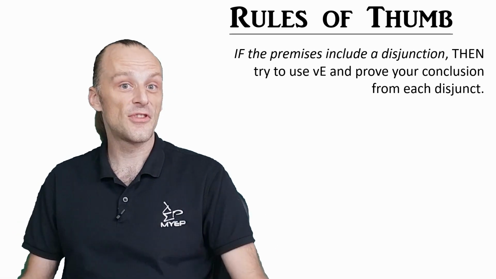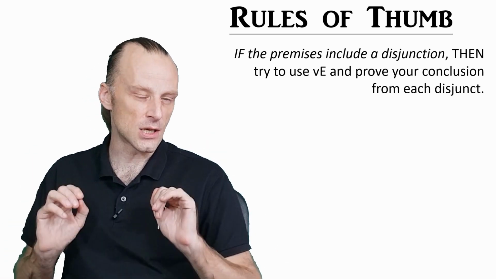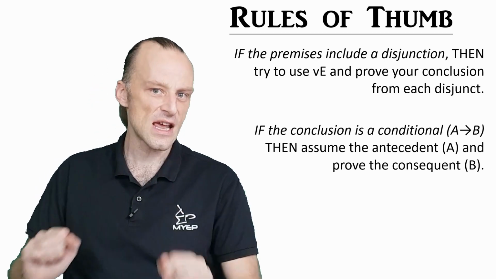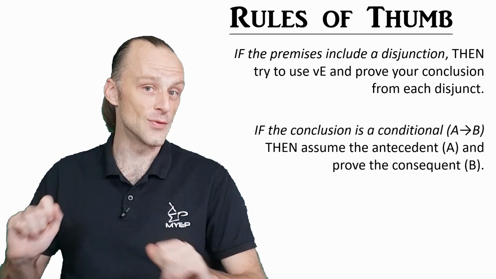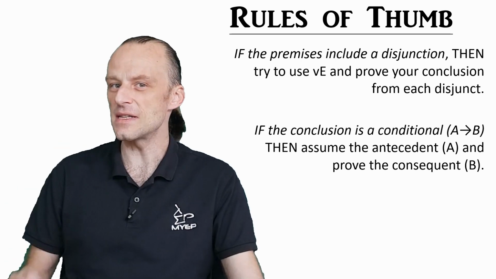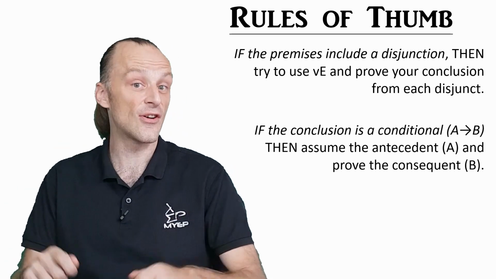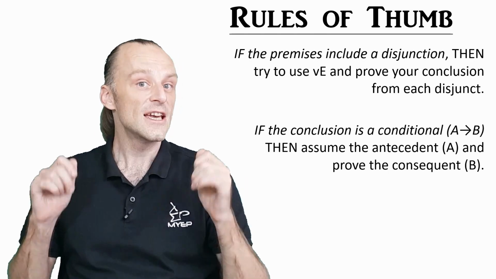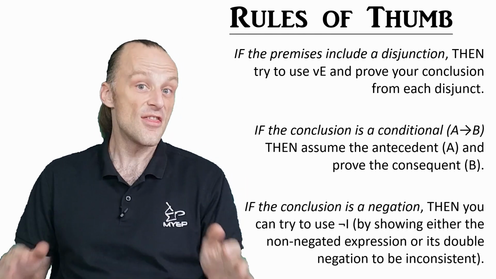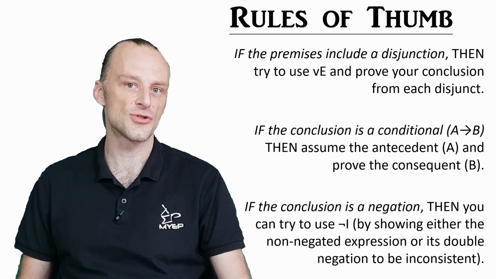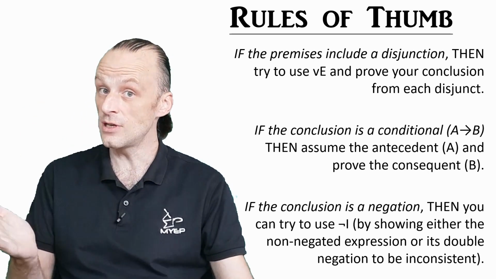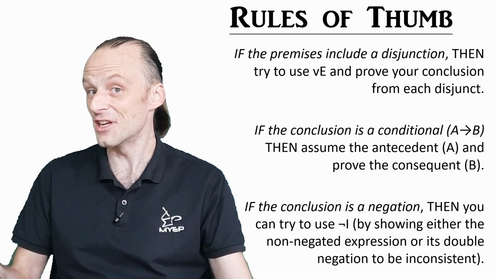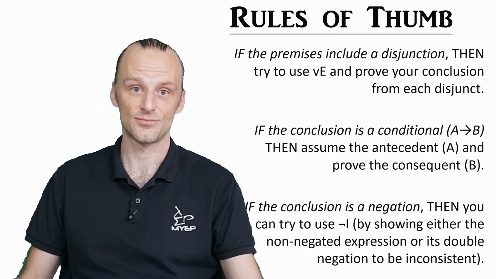Our second rule of thumb, if the conclusion is a conditional, then assume the antecedent as a premise and prove the consequent. This demonstrates the link between the two, and it justifies introducing that conditional. For our third rule, if the conclusion is a negation, then you can try and use the negation introduction by showing either the non-negated expression or its double negation to be inconsistent.